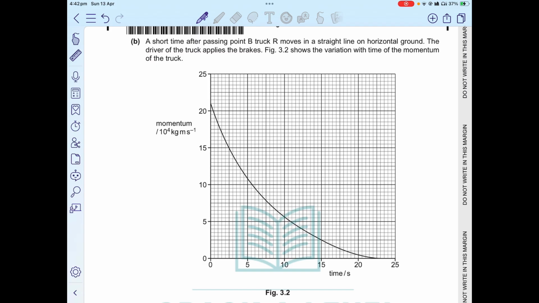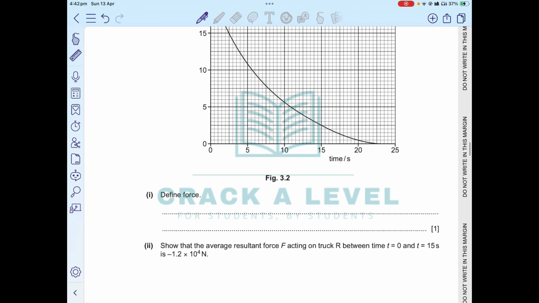A short time after passing point B, the truck R moves in a straight line on horizontal ground. The driver of the truck then applies a brake. Figure 3.2 shows the variation with time of the momentum of the truck. Now, as we can see, the momentum changes because the driver is applying the brake and eventually reduces to zero.